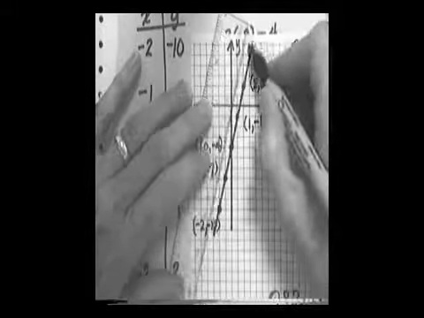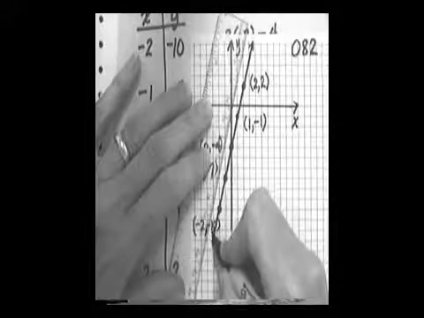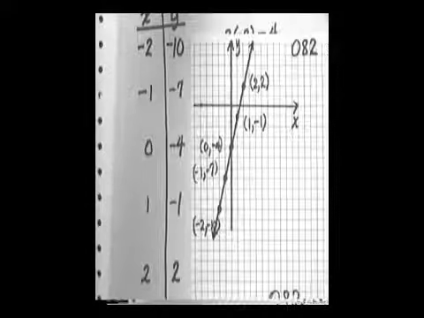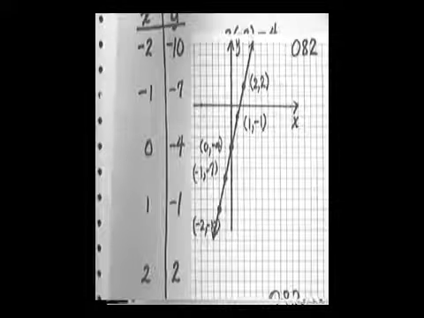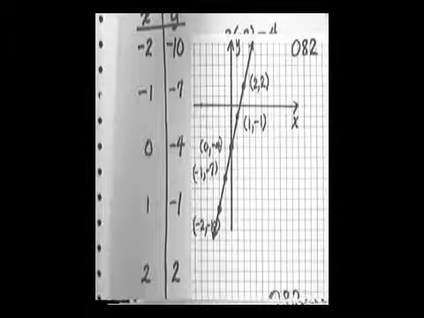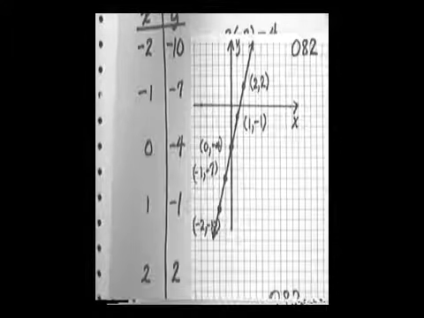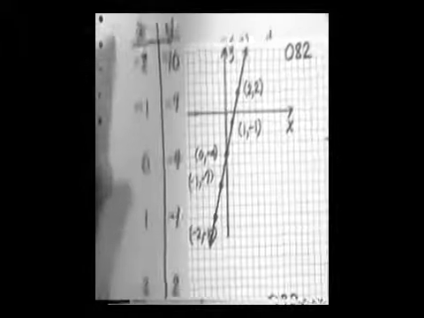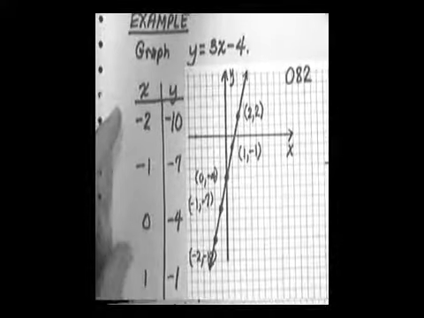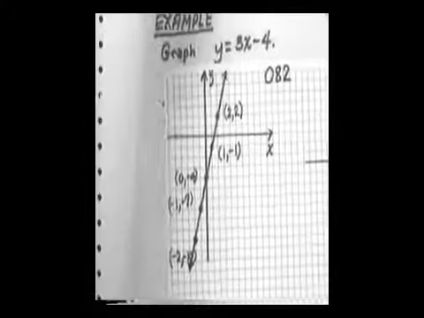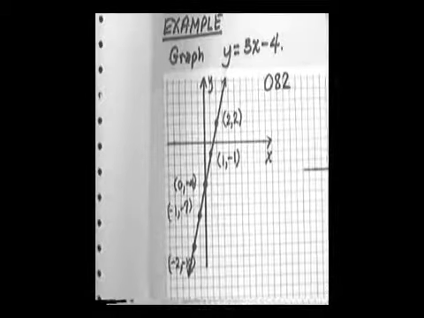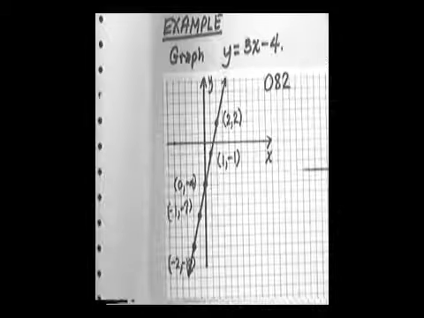I can put arrow points on both ends of it to indicate that it doesn't stop where my picture stops, but goes on forever and ever. And what I have now is a picture that represents all of the solutions of the equation y equals 3x minus 4. The equation y equals 3x minus 4 has a graph that shows as a line.